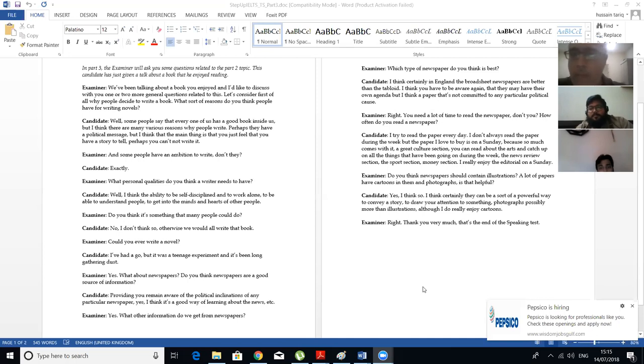Do you think newspapers should contain illustrations? A lot of papers have cartoons in them and photographs. Is that helpful? Yes, exactly, because illustrations are the most important thing. It attracts you, and especially when your audience is more youth along with the elderly people, it really gives a lot of help to the people. Right, thank you very much. That's the end of the speaking test.